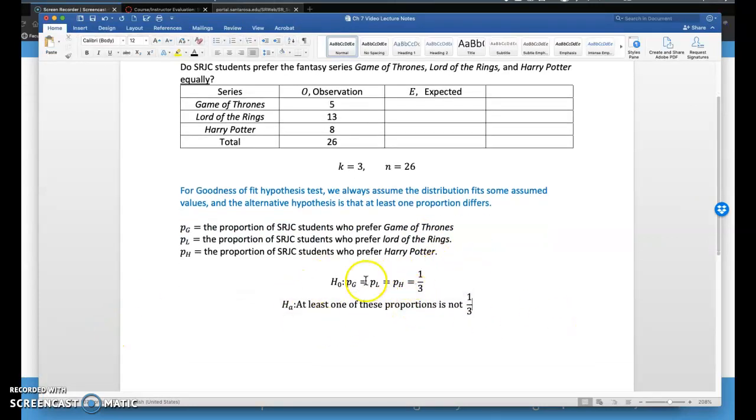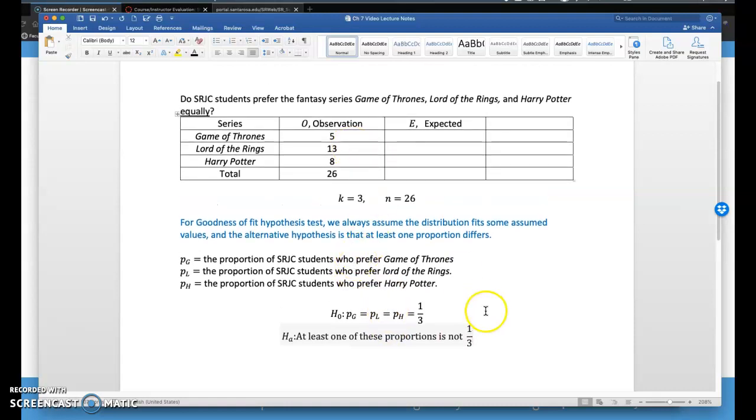So notice right here, if we reject the null hypothesis in support of the alternative, I can't say more students prefer Lord of the Rings, even though that's what happened in our sample. All I can say is at least one of these proportions is not 1/3. I'll go over this again when we meet in class, but I call this a strong null hypothesis. This is saying a lot. All these proportions are equal, but the stronger the statement the null hypothesis makes, the weaker the alternative. At least one of these proportions is not 1/3. Can't say much, unfortunately, if we do reject the null hypothesis.